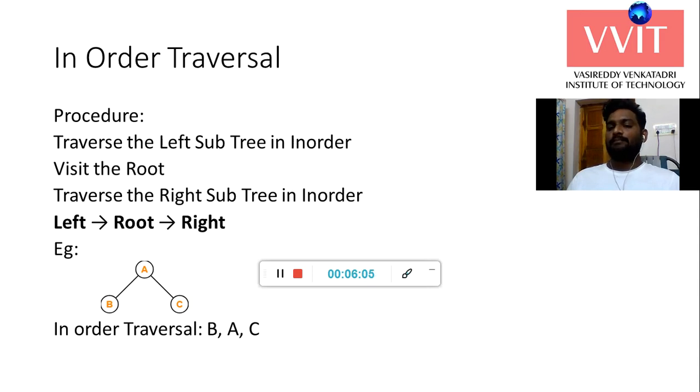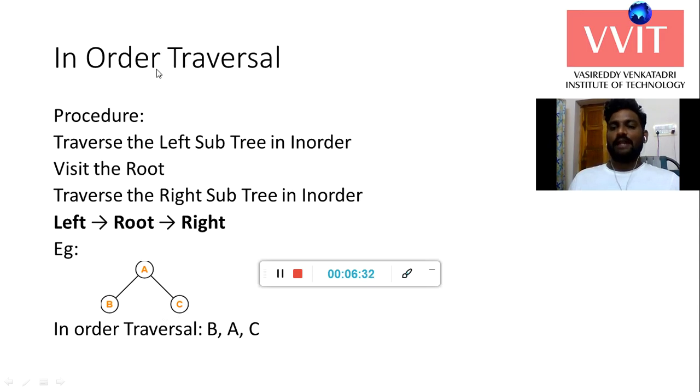That means simply in the in-order traversal technique, first visit the left subtree, then visit the root node, and finally visit the right subtree. In the same example, the tree consists of 3 nodes. Root node is A, left is B, and right is C. Using in-order traversal, how do we visit each node exactly once in the given binary tree in in-order fashion?